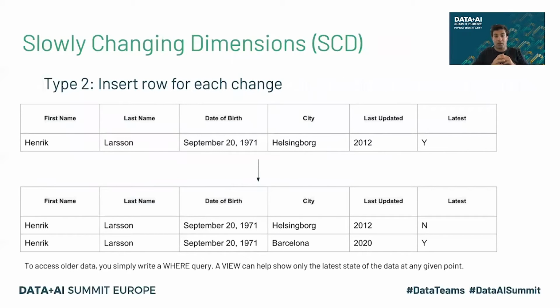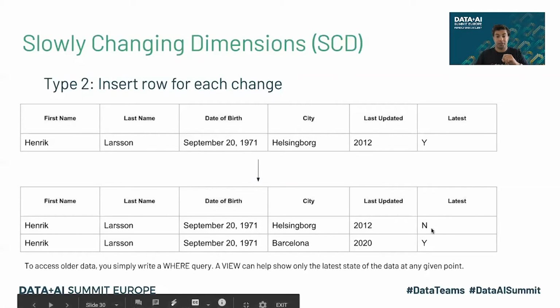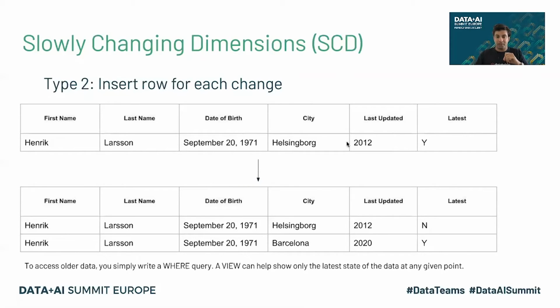So what can you do instead? Well, with slowly changing dimensions, there's a type 2 data pipeline, or essentially a framework, where instead of keeping the latest snapshot of your data, you basically insert rows for each of the changes that you want to apply. And as you do these changes, you continuously update the previous record as well to basically say that it's no longer the latest information. In our example with Henrik Larsson, here we still keep our Helsingborg data that was last updated in 2012, but we update the value of is latest from a yes to a no. And then we insert the latest value, which keeps the latest value as a yes.